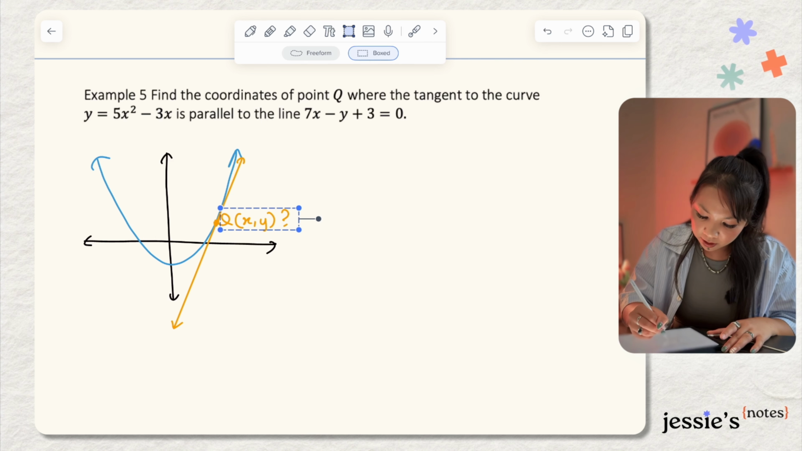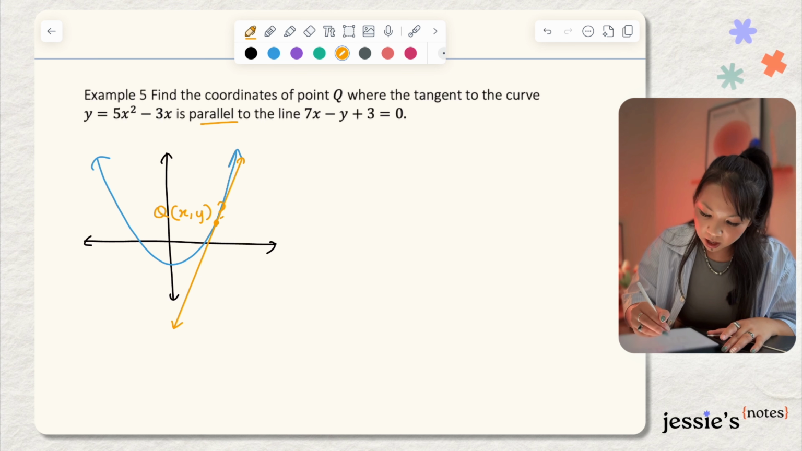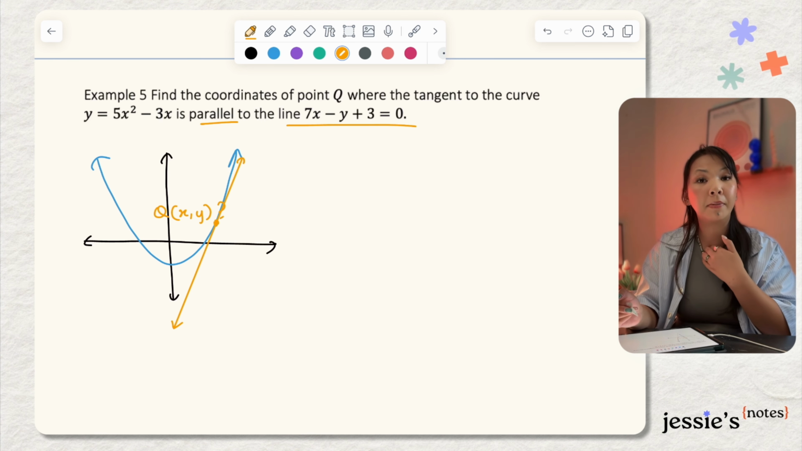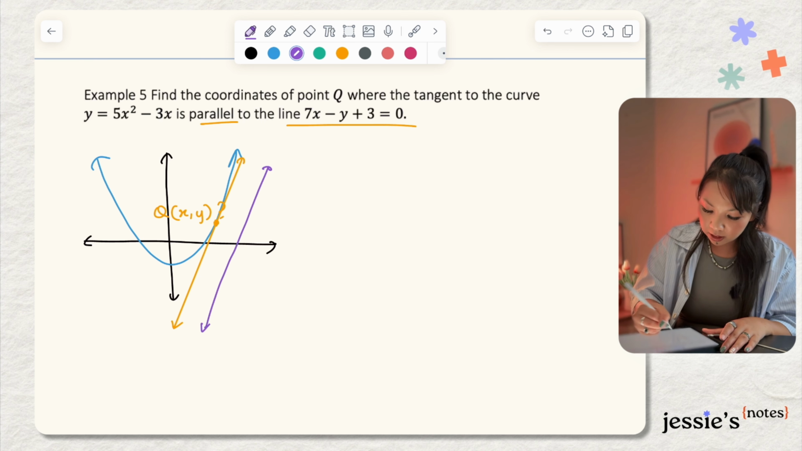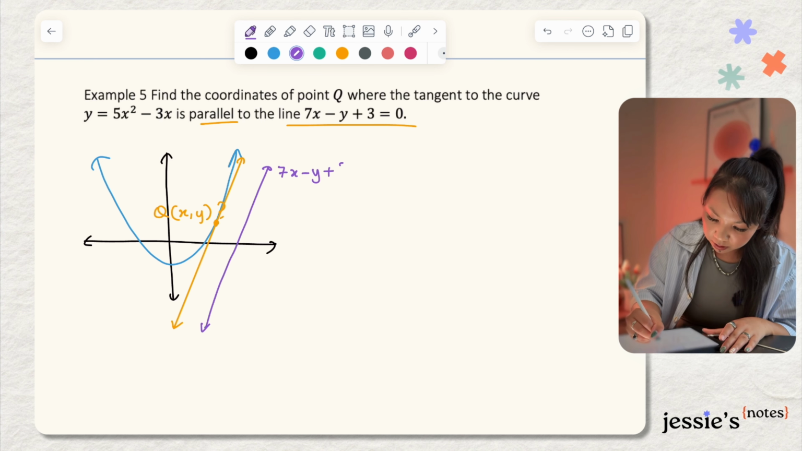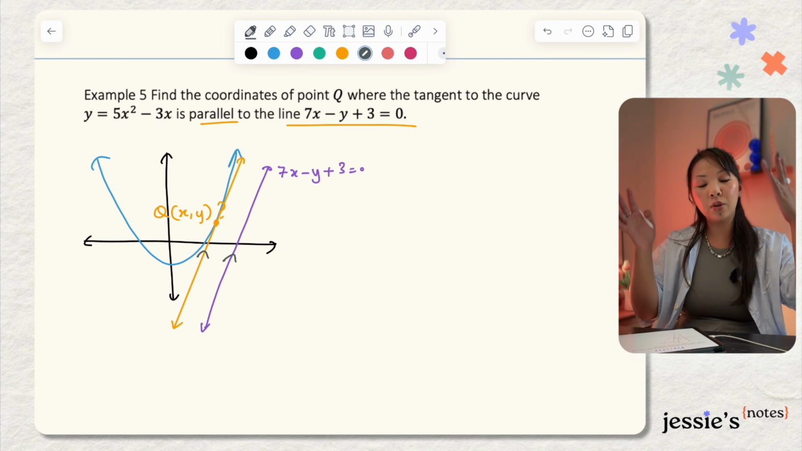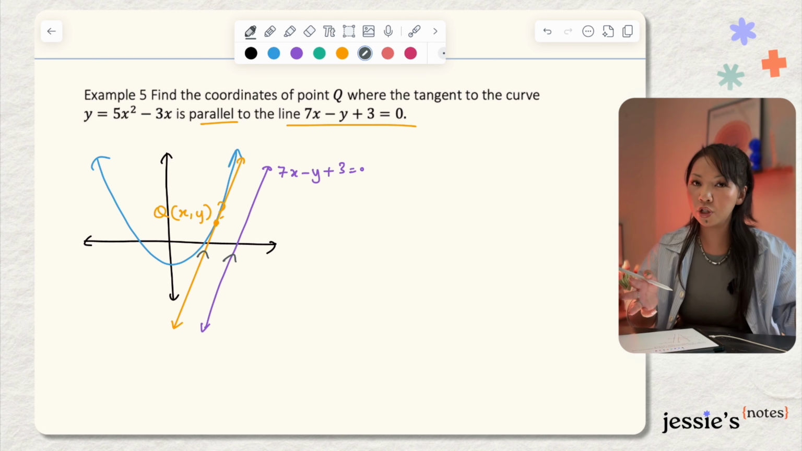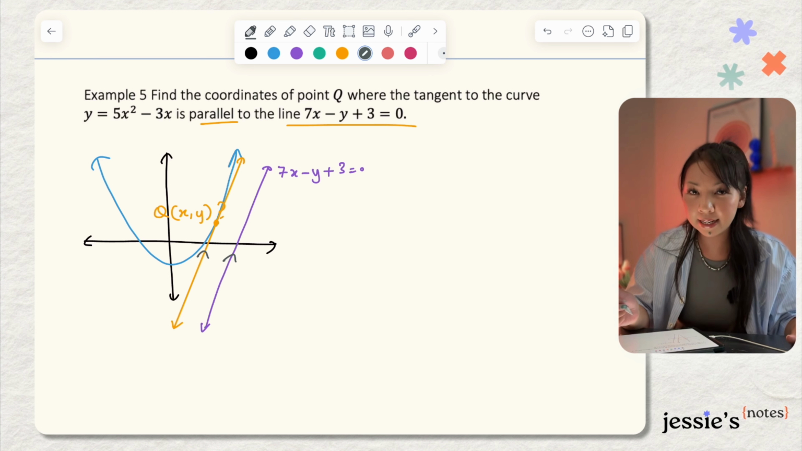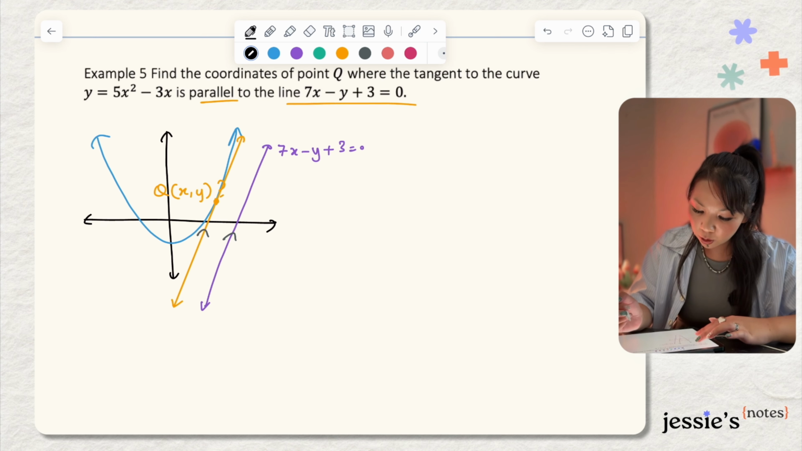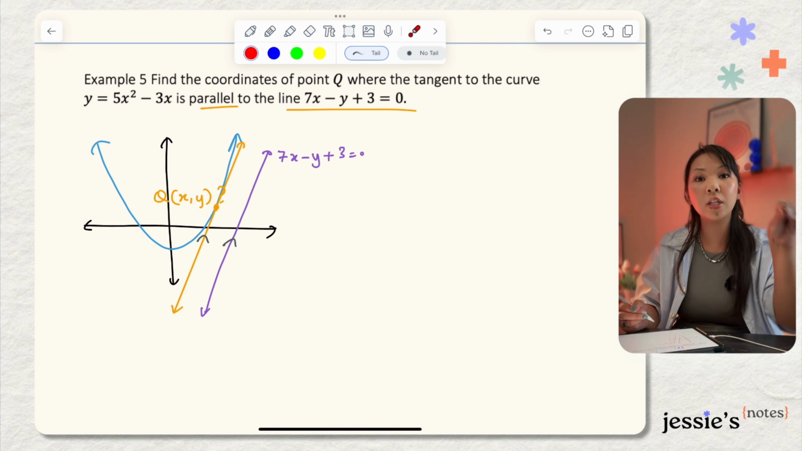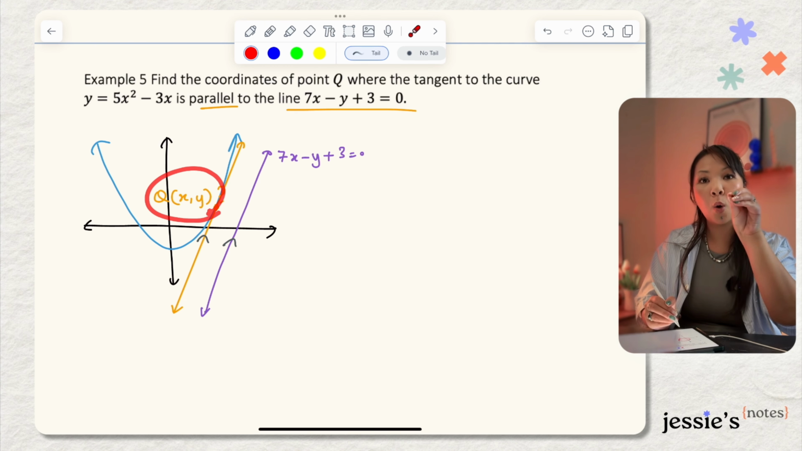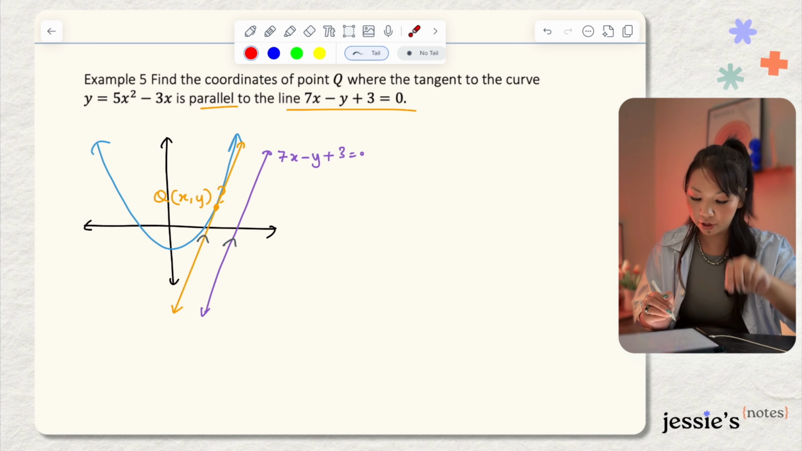And we are also given that it is parallel to this other line, 7x minus y plus 3 equals 0. Now, if I draw in that line like this here, these two are parallel. Now, when you have two lines that are parallel to each other, what's the relationship between their gradients? Yes, they are equal. So if the gradients are equal, then if I can find out what this gradient is, that's going to tell me what the gradient of the tangent is, which will hopefully help me determine the coordinates of the curve.